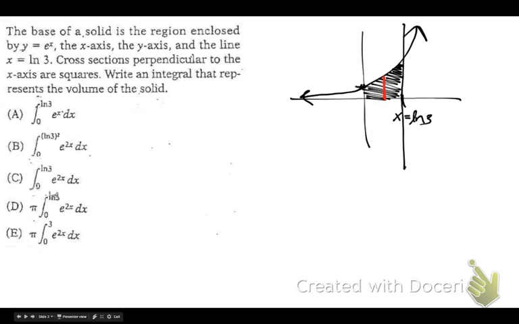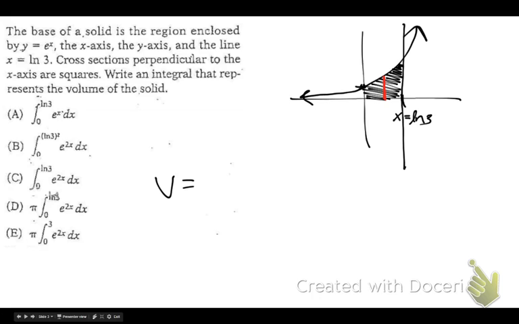Okay, so as far as finding the integral for all of these, we're looking for cross-sections that are squares. So remember that the area of a square is side squared. So if I can figure out the length of this red line, then I can just square it to figure out the area of one square. So remember, we're integrating from the furthest point to the left all the way to the furthest point to the right. So we're going to go from 0 to ln of 3.